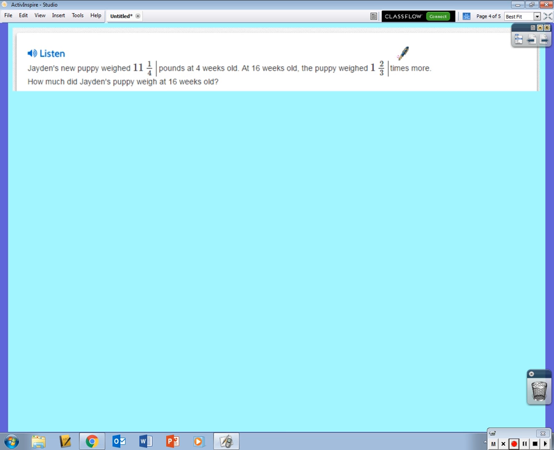Now, keyword here, times. That might indicate multiplication. I'm going to do a little estimation here. Let's just round this to the nearest whole. Well, that gives me 11. Let's round this to the nearest whole. 1 2/3, that's larger than a half. 2/3 is larger than a half, so that will round to 2.